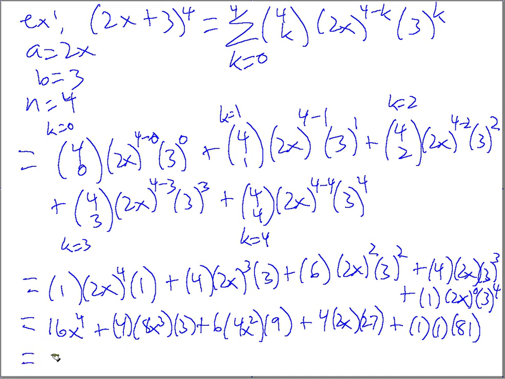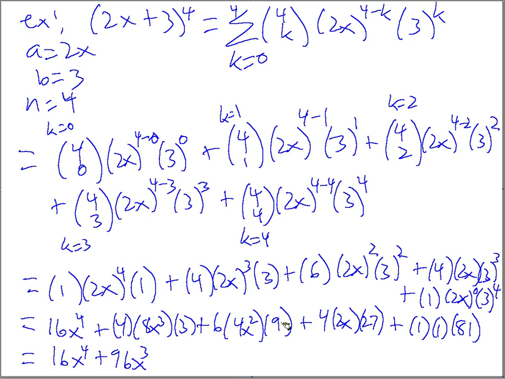Let's finish it off. So 16x to the 4th. So these problems are pretty tedious, even with the binomial theorem. But if you try to multiply out all 4 2x plus 3, it'll take even longer, in my opinion. All right, so plus what? Let's work it out. 4 times 3 is 12 times 8. So 12 times 8 is what? 96x cubed.